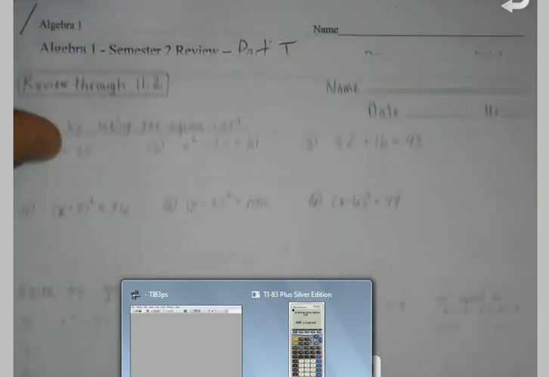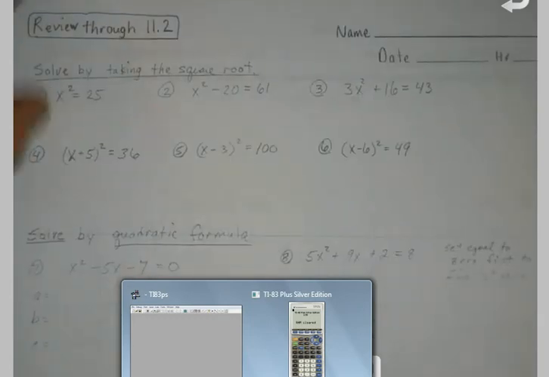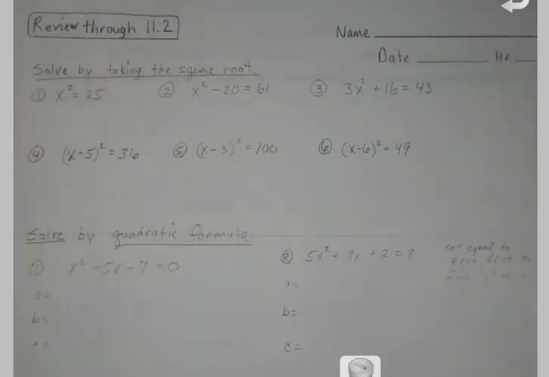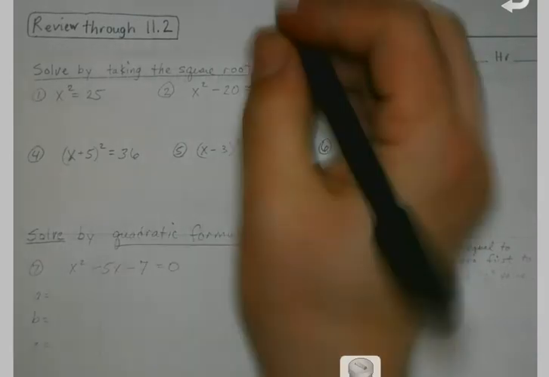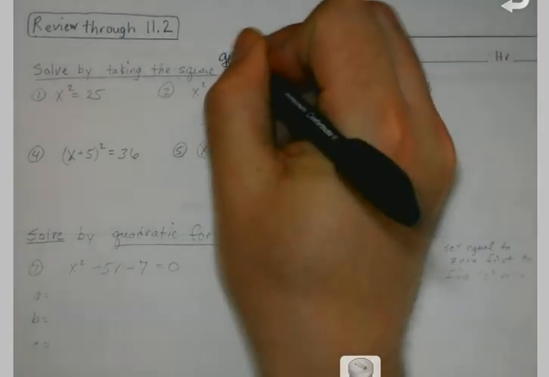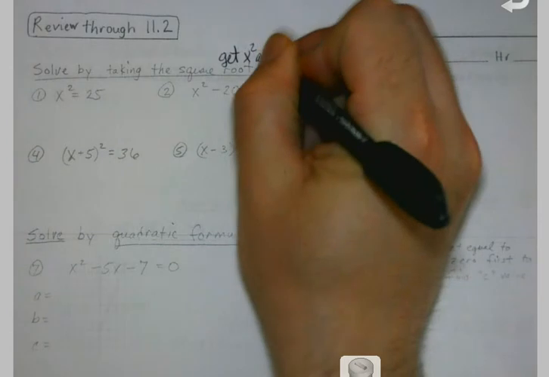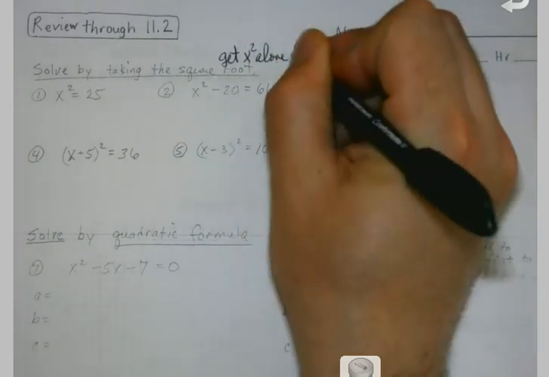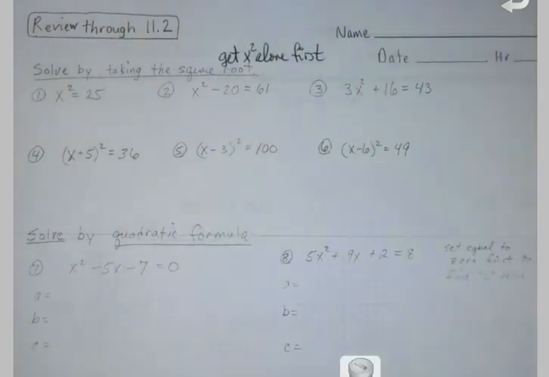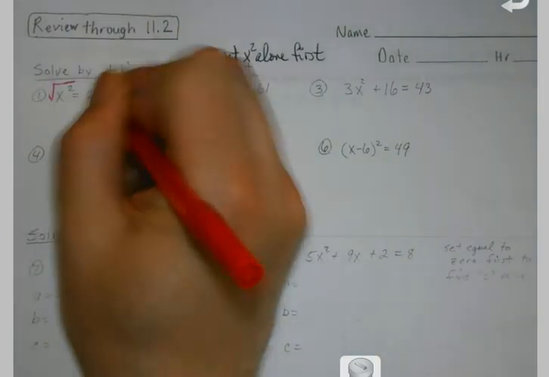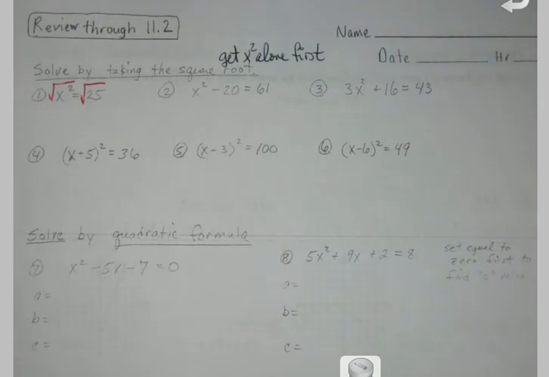We're going to start with our review, kind of getting ready for our quiz/test here tomorrow, and just some review type things to go in with the stuff that we've been doing. Solve by taking the square root. But again, we have to get x squared alone first. Now if it is, that's awesome, because then I can just do the square root and be set.